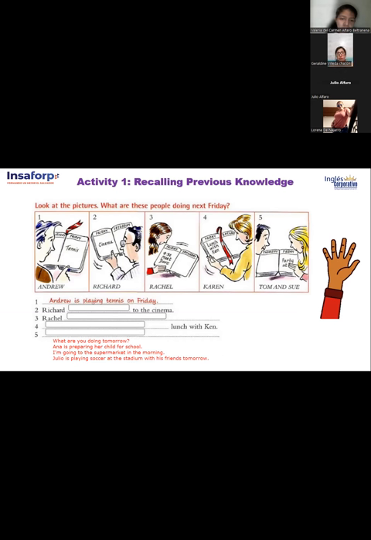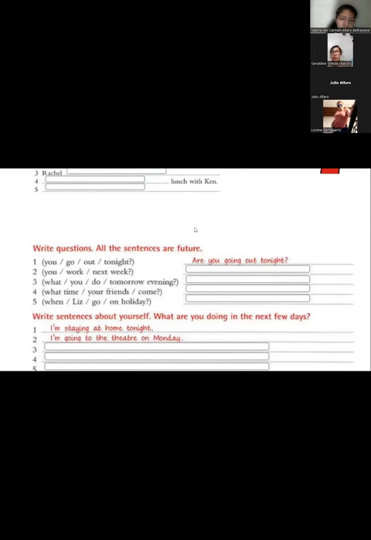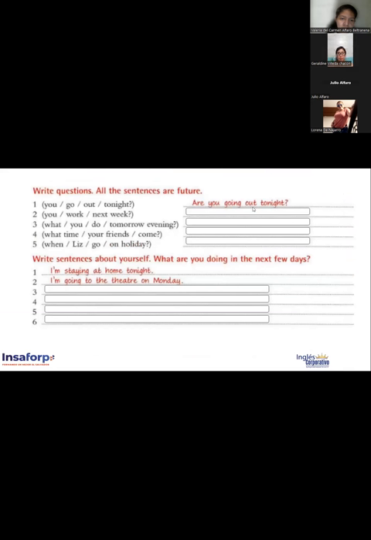Let's go over the next exercise. In this case, we are going to write questions using the present progressive. For example, we have the subject, the verb, the complement, the time expression. You go out tonight. Are you going out tonight? Number two, you work next week. What is the question? Are you working next week? Exactly. Are you working next week?